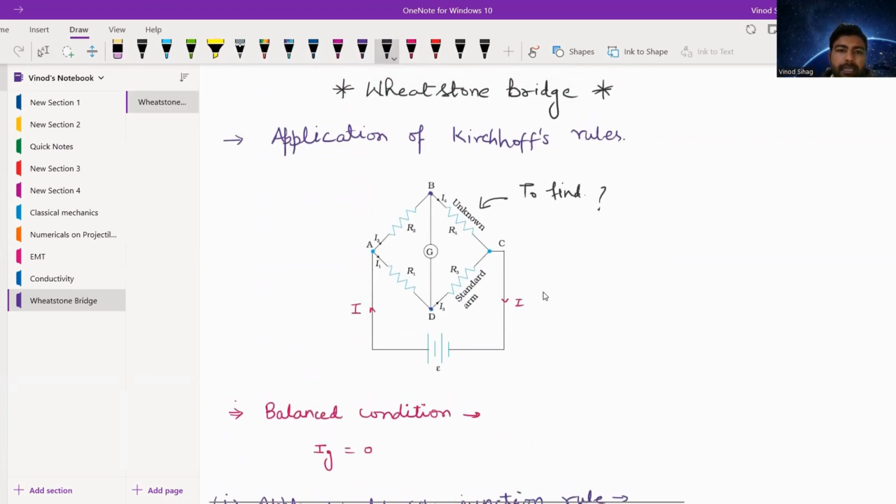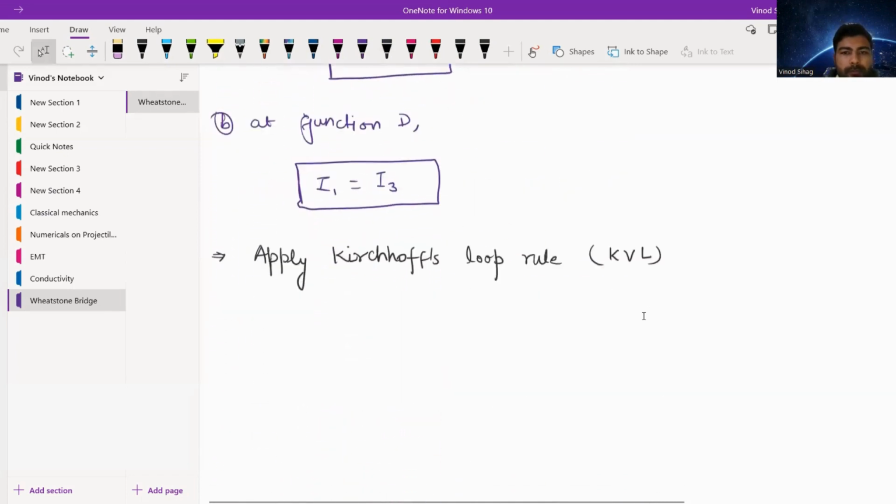So first of all, I am taking the loop ABDA. Let me write loop. And when I'm writing here loop ABDA, it has some purpose, because we know that the loop should be a closed loop. So that's why I'm taking ABDA.